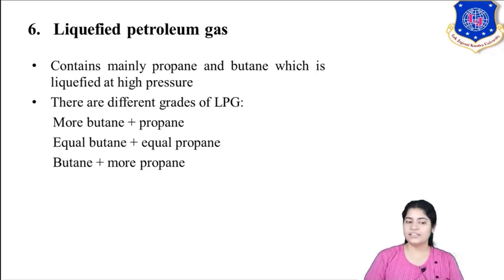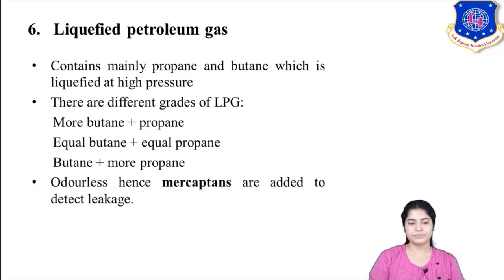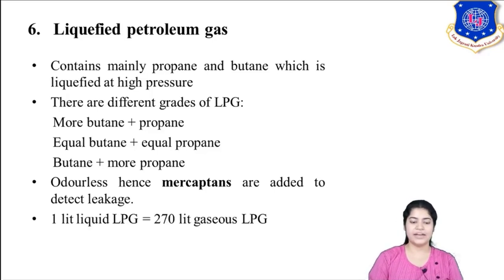That is the reason why we divide LPG into different grades. Now, about the properties of this gas: it is odorless, hence mercaptans are added. Mercaptans are compounds of sulfur and have a very pungent smell. So to detect leakage, mercaptans are added.